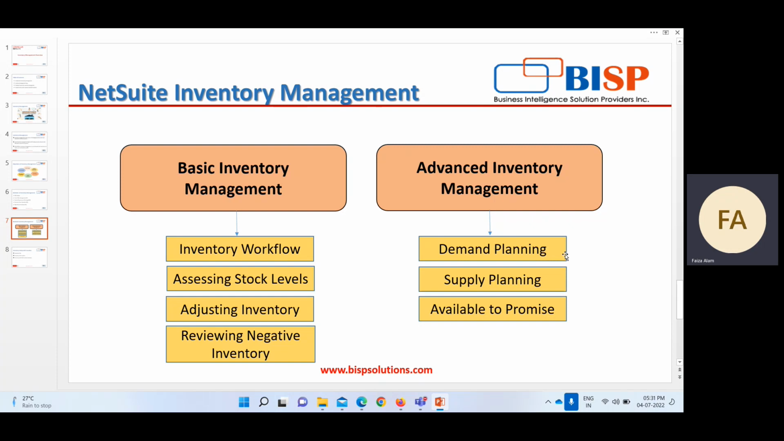First is demand planning, and based on demand planning the supply planning takes place, and when the supply is planned, the customers are promised to fulfill their orders. So first we will learn about demand planning. Demand planning is used to analyze our stock demand needs. It helps us to have the right amount of stock on hand to fulfill the orders without having overstock in the warehouse.